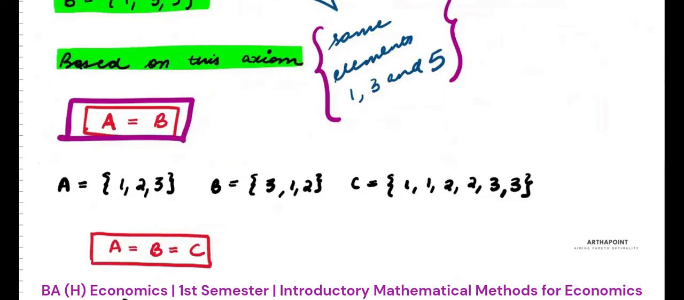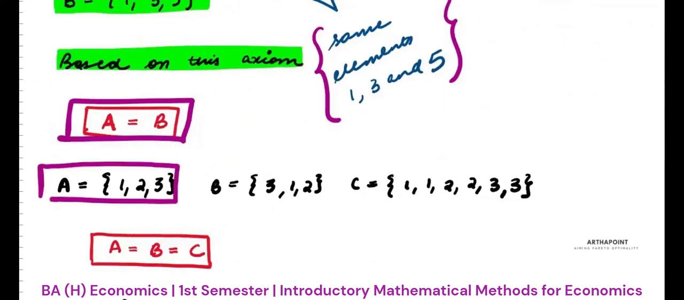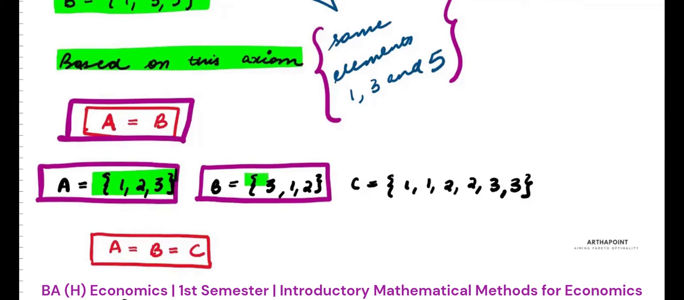Now let's take this example. Oh, sorry. Set A has 3 elements: 1, 2, and 3. Set B also has 3 elements: 3, 1, and 2. Set C has elements: 1, 1, 2, 2, 3, 3.